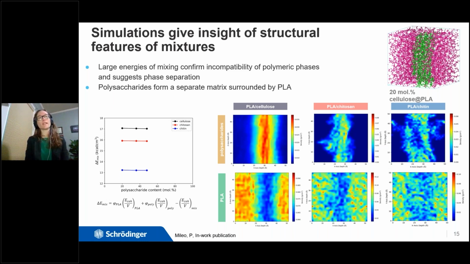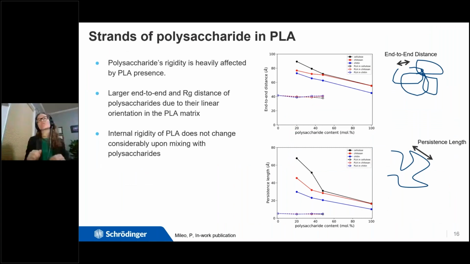And we can also see that in the energetic measurements. We can see that the energy favors not mixing of these kind of components. And so we can look at what's happening within the different structure beyond just that they're separating from each other, what's happening to the polymer chain. So when we look at the strands of the polysaccharides in the polylactic acid, there's two main measures that we explored. One was the end-to-end distance, one is the persistence length, and as you increase the end-to-end distance and the persistence length, what that's telling you is that your chain is becoming more elongated.